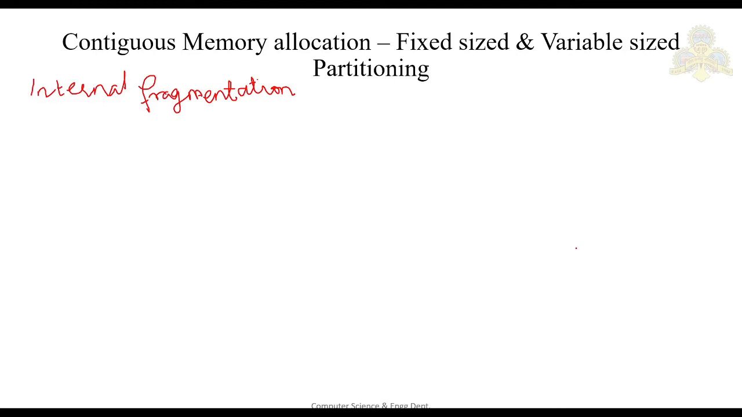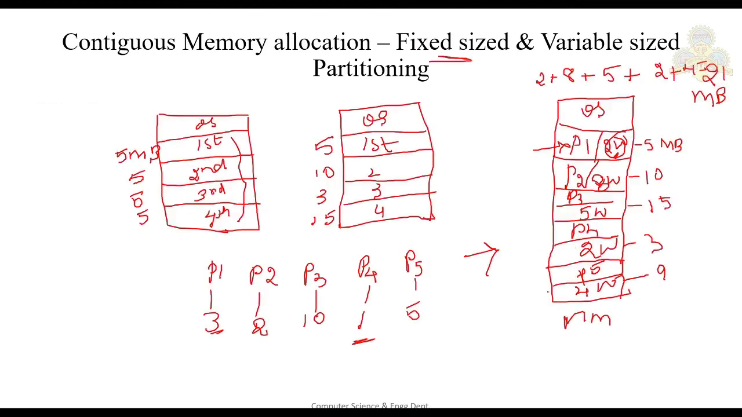The next disadvantage is the limitation on the number of processes. That means only as many processes can be allocated and executed as there are partitions in the main memory. Suppose we have only 4 partitions here, or if you consider this diagram, 5 partitions. At one particular time you can execute only 4 processes simultaneously, or if this is the diagram, then a maximum of only 5 processes can be executed simultaneously.